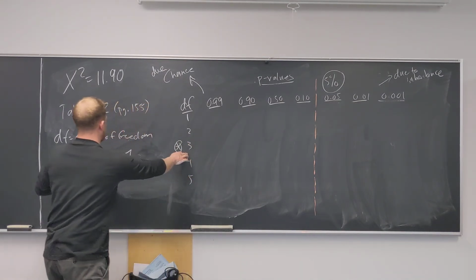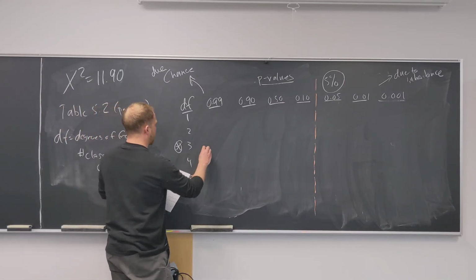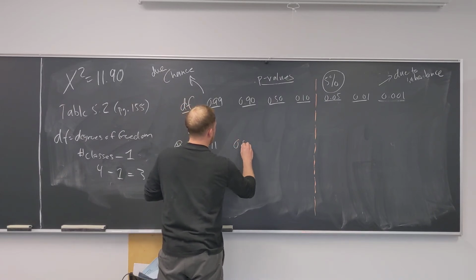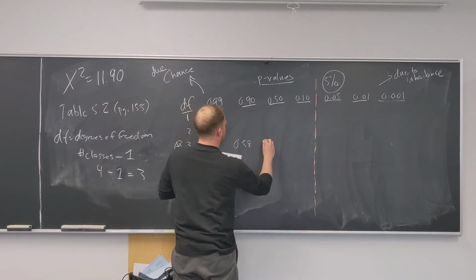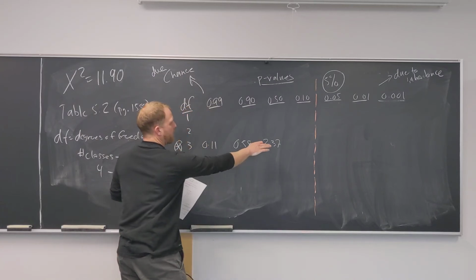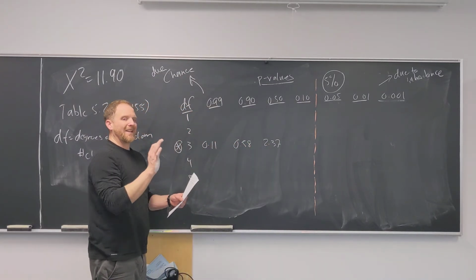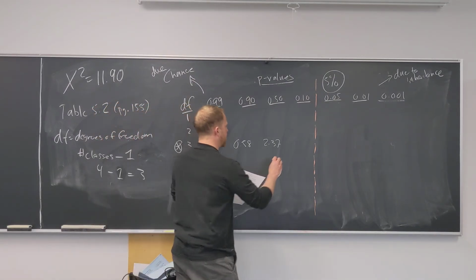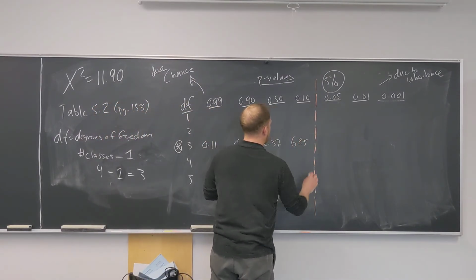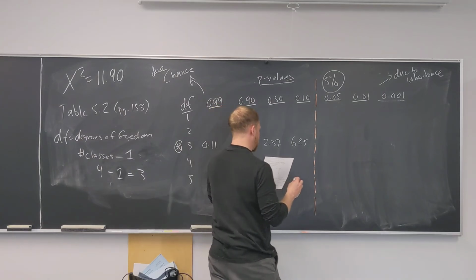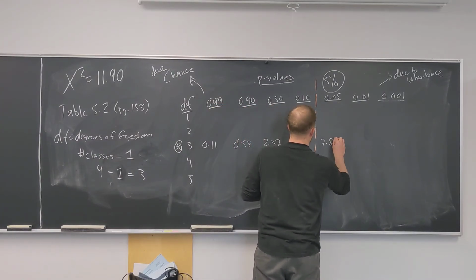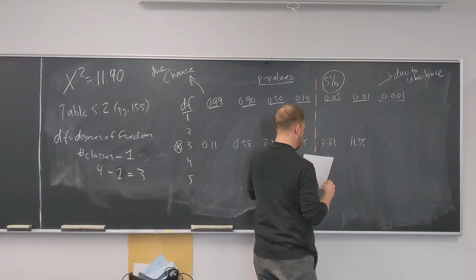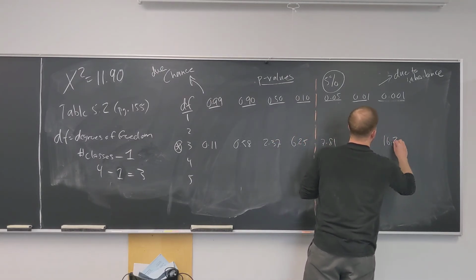Then let's look at the table, and I'll put down some numbers on this row 3, because that's the degrees of freedom we're working with. We've got 0.11, 0.58, 2.37. Notice how these are getting bigger. The bigger the chi-square value, the more likely it is that the difference is due to inheritance and not chance. 2.37, 6.25. We get past our threshold, 7.81, 11.35, and then the last one in this row is 16.27.